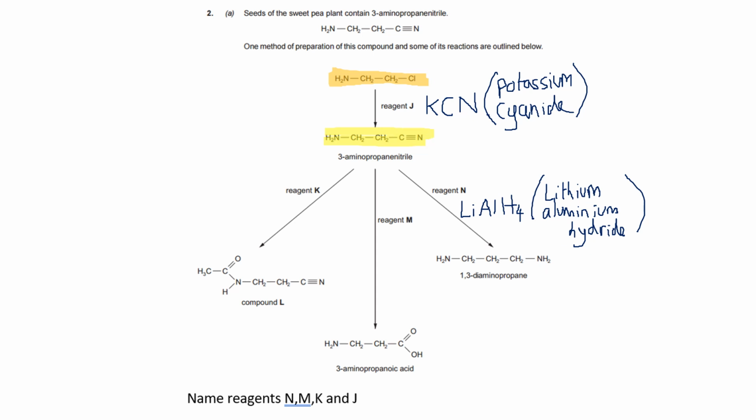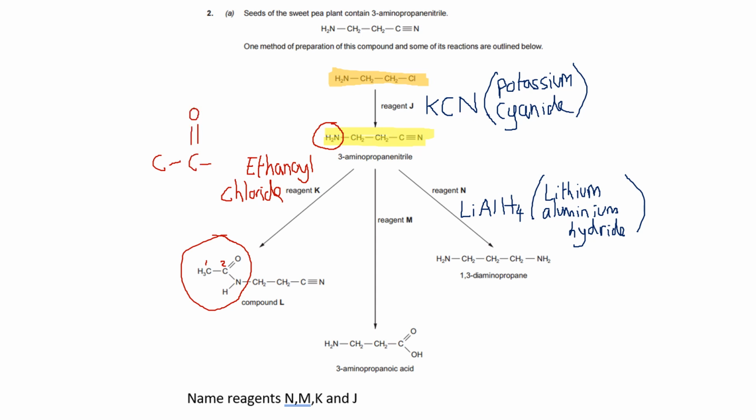For reagent K, the key thing is that you're changing your amine into an amide. And the easiest way to do that is to react it with an acid chloride. Now notice that you've got 2 carbons added on to the structure, so it must be an acid chloride with 2 carbons, so it will be ethanoyl chloride. And just to show you the structure of that, that's C to C, double bond to O to Cl, and then CH3 there.